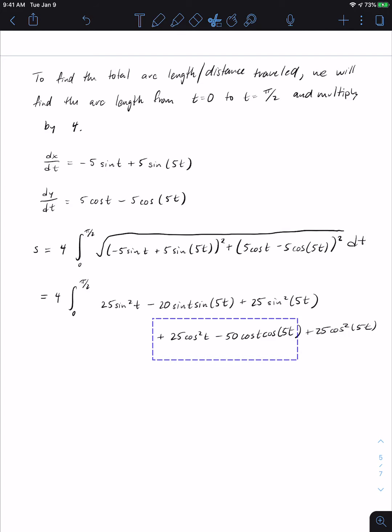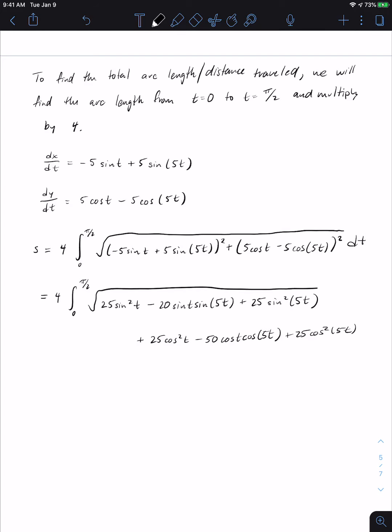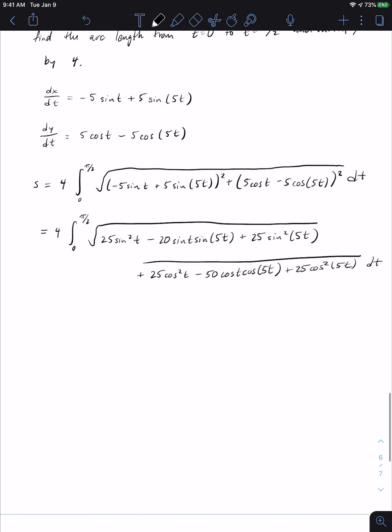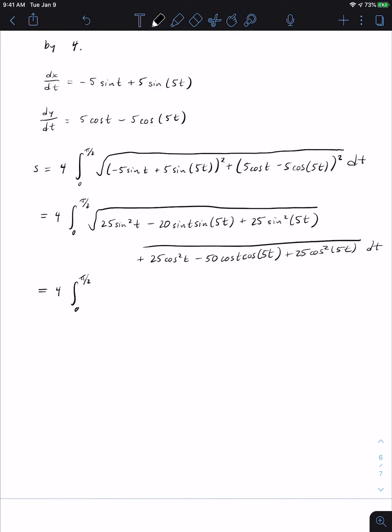Scoot this over a little bit. And then this is all underneath the square root. I'm just going to continue my square root there, dt. Okay, so now we have to do a whole bunch of algebra, so try to keep up here. I shouldn't have put 20. This should have been 50.